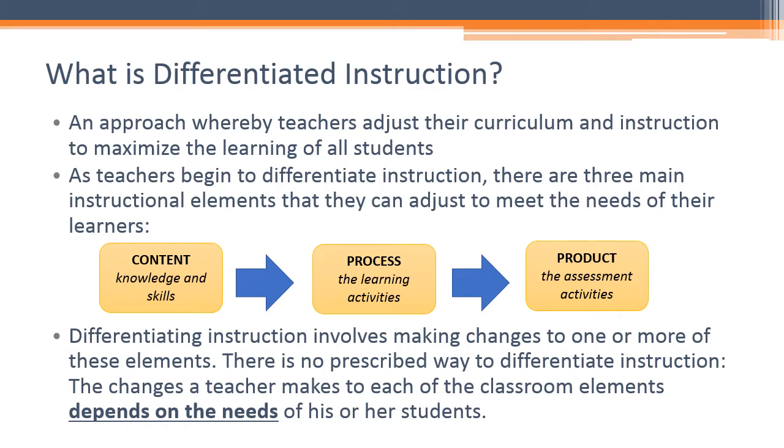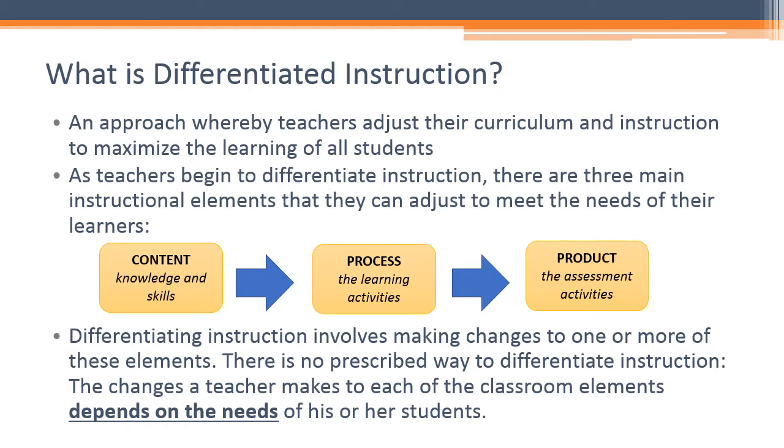We have the process. The process is the teaching and learning activities that happen in the classroom so that the content will be delivered. It talks about how the teacher delivers the content, and what the learning environment is to carry out the content or the objectives. And lastly, the product. The product refers to the activities for assessment.